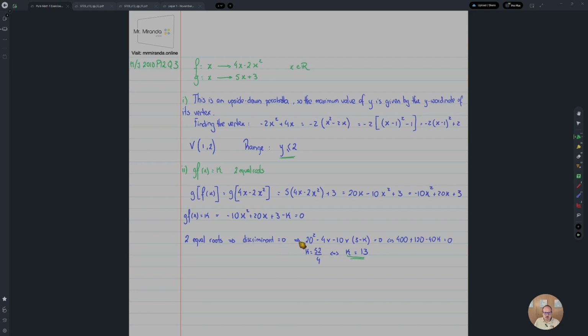What is this expression? The discriminant, so b squared minus 4ac. Sorry, I should be looking at this one. So b, which is 20, minus 4 times a, which is minus 10, times c, which is 3 minus k, equals 0. Now you have to solve this, and you have the value of k equals 13.